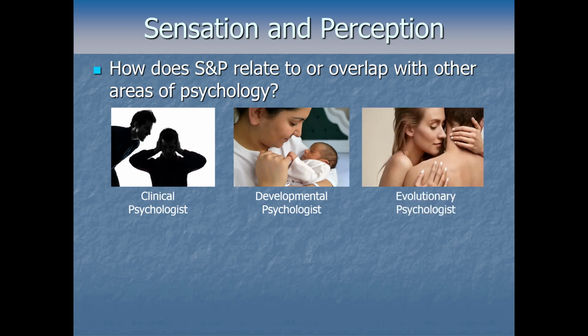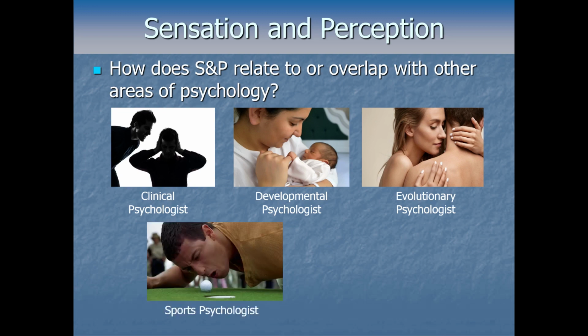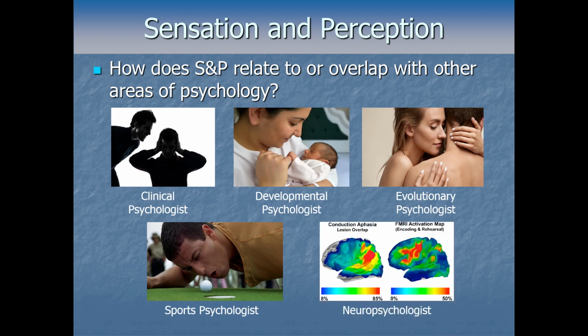Or an evolutionary psychologist or social psychologist might be interested in mating and maybe what role does smell play in finding or keeping a mate? Sensation and perception psychologists can help answer that question. A sports psychologist might ask questions like, why does the hole on a golf green actually look bigger when you're playing well? Or a neuropsychologist might ask questions like, what brain area is likely damaged in someone who's showing a certain functional impairment, like losing the ability to speak?